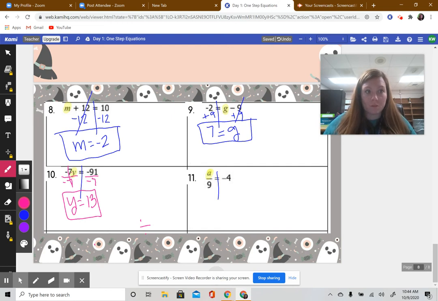Okay, please make sure you guys are writing all of this down. All right, number 11, the last one. This one says a divided by 9. What's the opposite of dividing by 9? Multiplying by 9. So the 9s go away, and I have a is equal to negative 36.